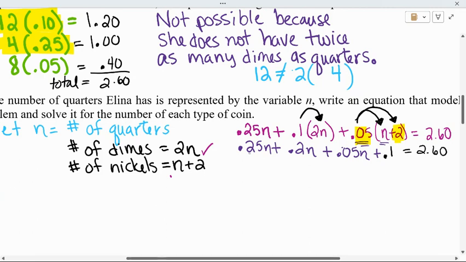So now let's talk about combining like terms. I can take my n's and add all of those together. Can someone add those decimals together, the ones that we have underlined? 0.25 plus 0.2 plus 0.05.